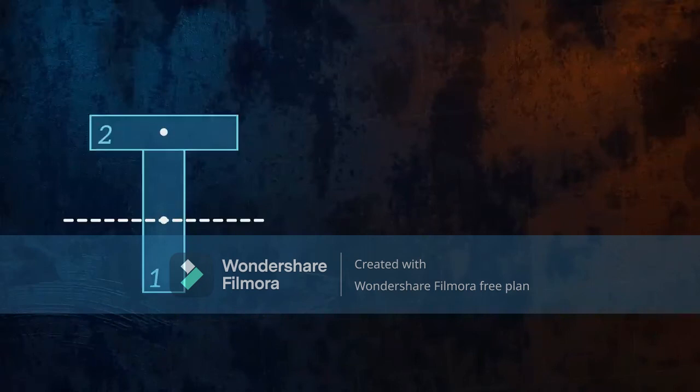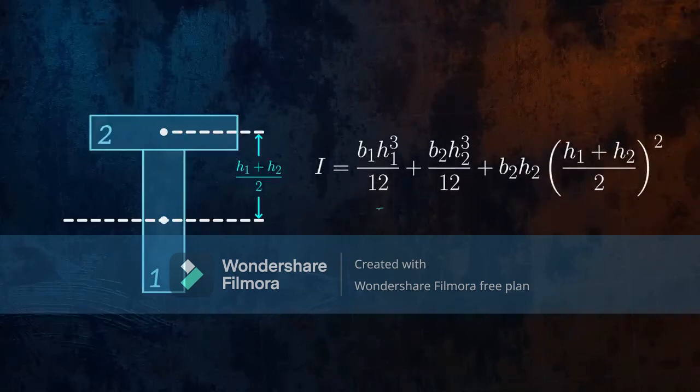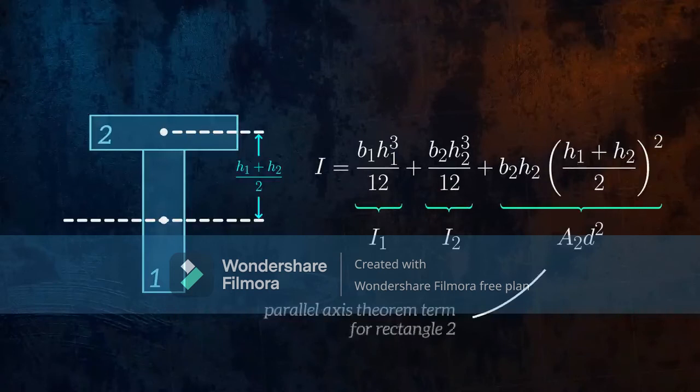If h and b are the height and width of the rectangles, the distance between the reference axis and the centroid of rectangle 2 is h1 plus h2 divided by 2. We can calculate I for the composite cross-section using the parallel axis theorem, like this. This is another reason the parallel axis theorem is really important. It gives us an easy way to calculate area moments of inertia for all sorts of different composite shapes.